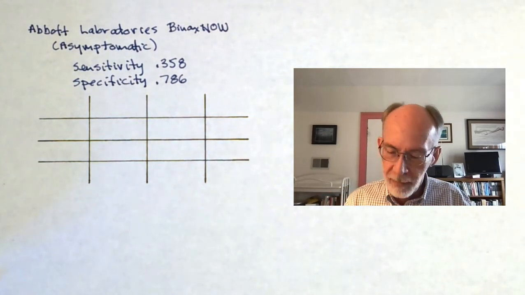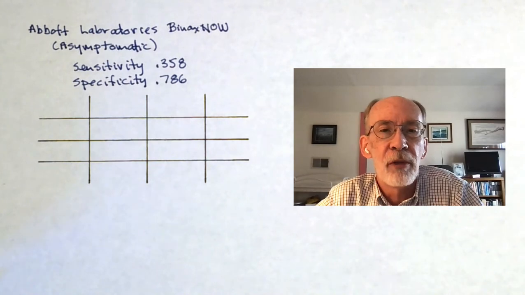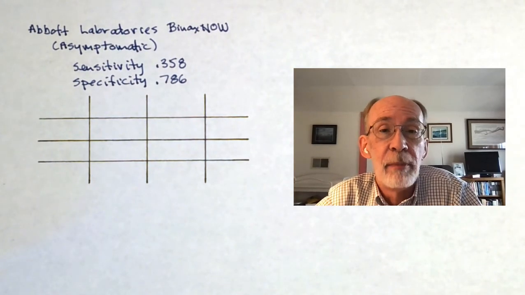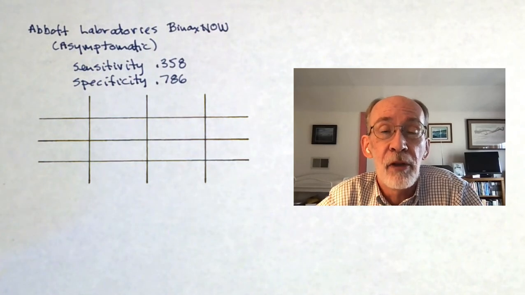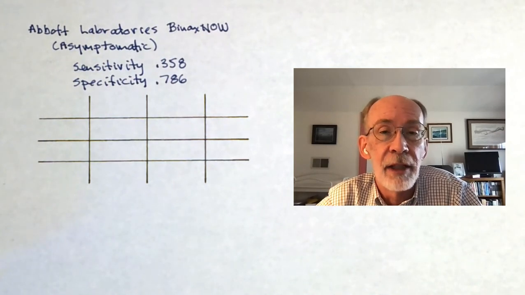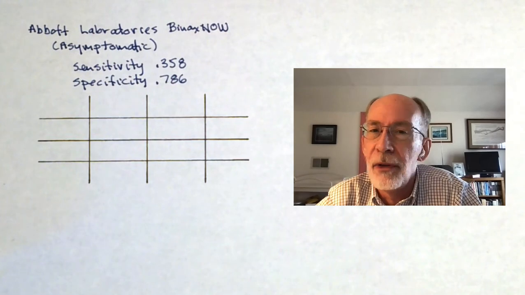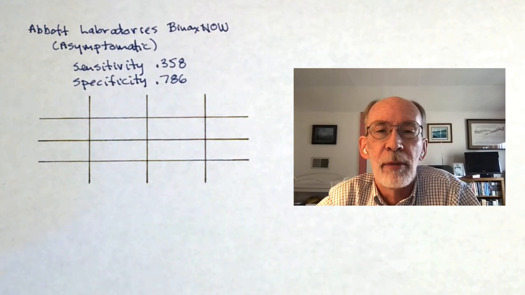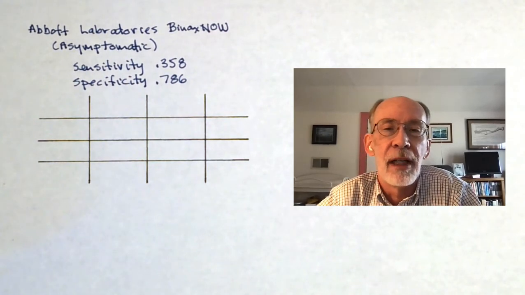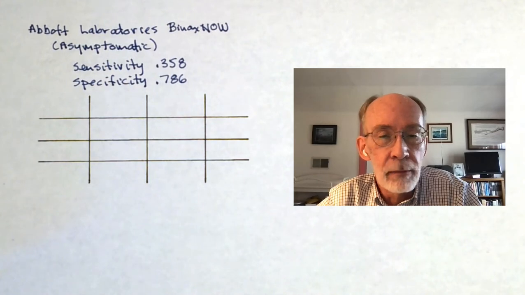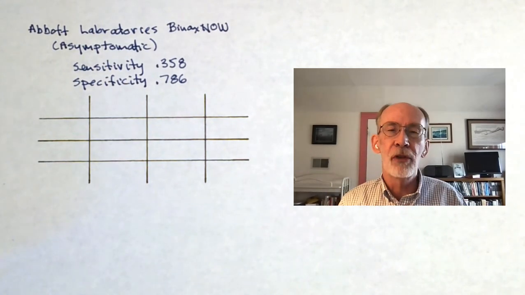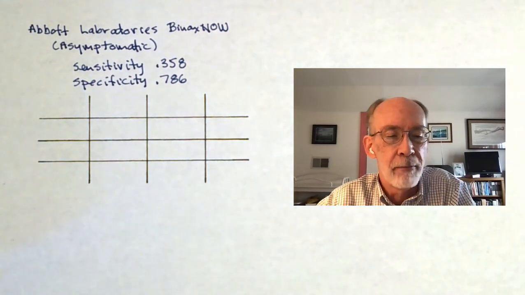So here's the deal. The sensitivity of this particular test is 0.358, meaning the conditional probability that you test positive given that you have an infection is 0.358, which is rather low, right? And the specificity, the probability that you test negative given that you are not infected, is 0.786, which is also maybe not as high as we would like it to be. So we might ask ourselves, what's the point in even using these tests? And it turns out there's value, as we'll see.